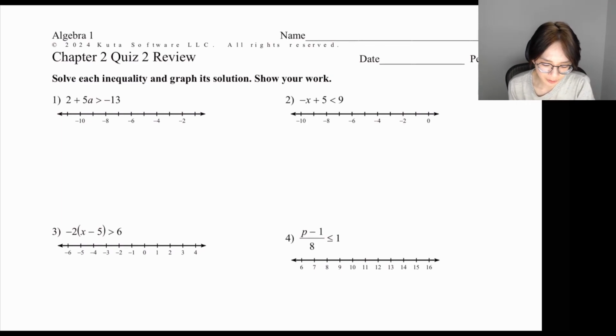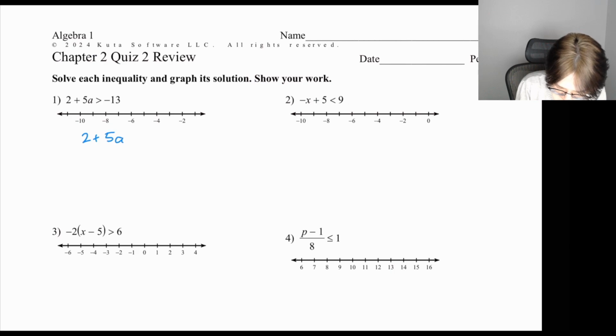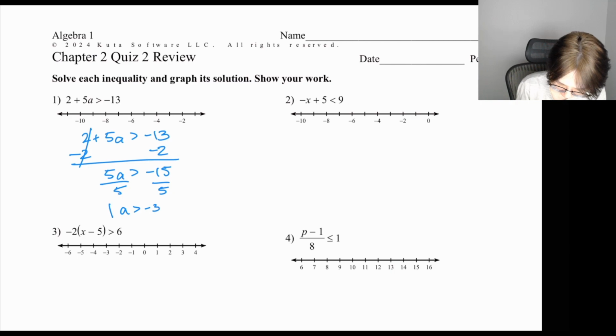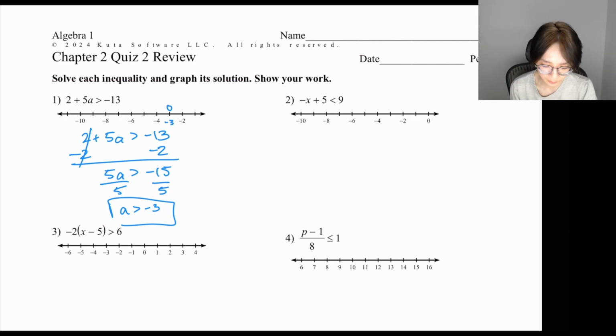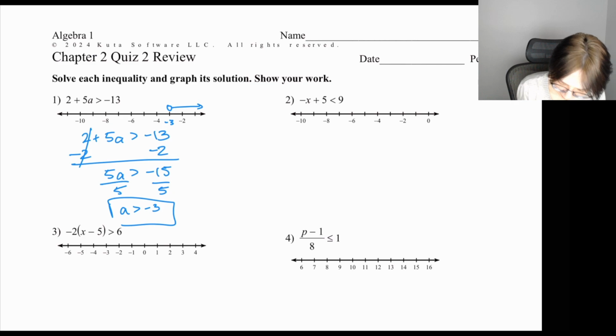So solve each inequality and graph its solution. Each of these only has one variable, so you only have to solve for that variable. This first one here, addition subtraction first, subtracting 2 from both sides to isolate a. 5a greater than negative 15. Divide both sides by 5. A is greater than negative 3. So this is going to be a is greater than negative 3. We have negative 2. Negative 3 would be right here, between negative 4 and negative 2. And everything greater than negative 3.